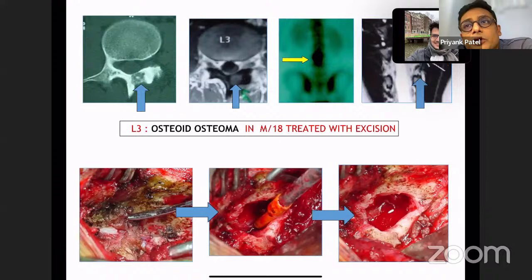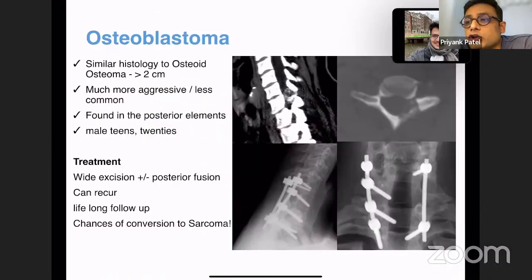Like this posterior element tumor where after the surgery the excision was done, and that's the end of the story. Osteoblastoma is similar to osteoid osteoma, except the lesion is more than 2 centimeters. Here it is much more aggressive and less common than osteoid osteoma. It is found commonly in the posterior elements in male teens.